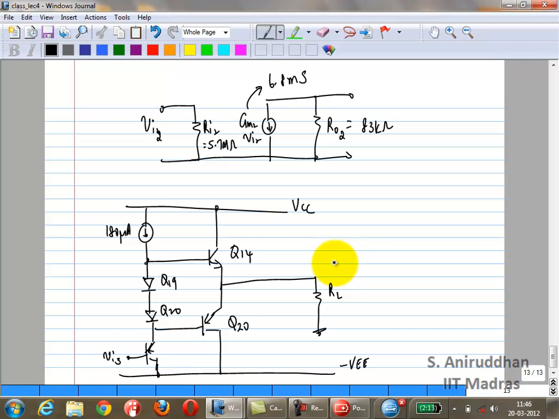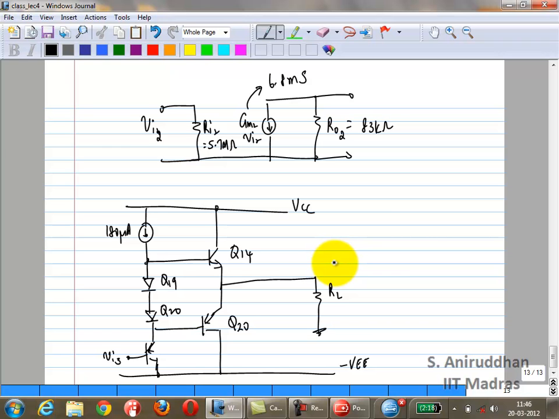Now to calculate the input impedance, you need to know what RL is first of all. Second thing, you also need to make certain assumptions, like how much current is flowing through Q14. Actually, did we discuss that? Can you check if we discussed it? We did. What is the bias current of Q14? 152 microamps. Okay.